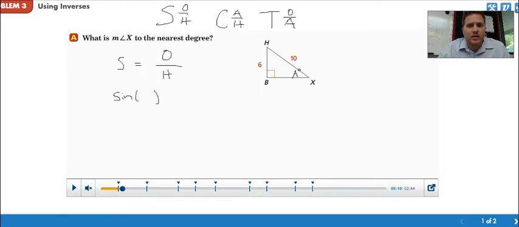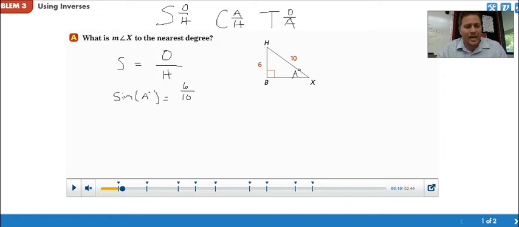Well, we don't know what that angle is, so we're going to say that is angle A right there. But we know right here that the opposite is 6, and the hypotenuse, which is across from the 90 degrees, is 10. Now I want to get this angle all by itself. So what do I need to do? Normally I would divide both sides by it, because I'm taking the inverse.